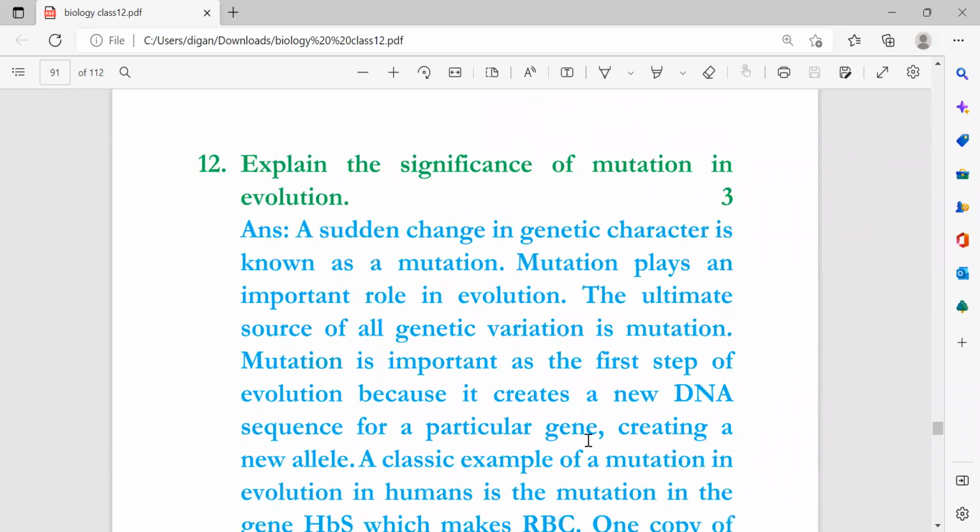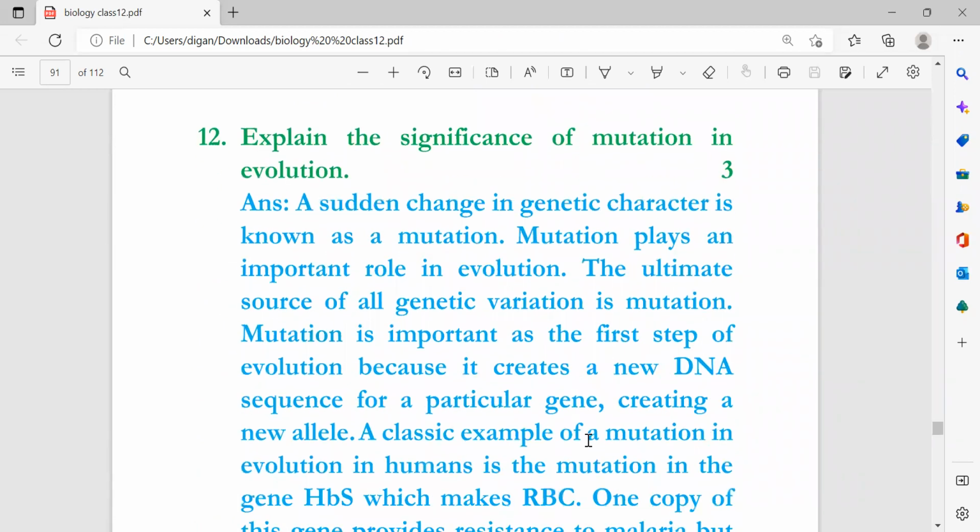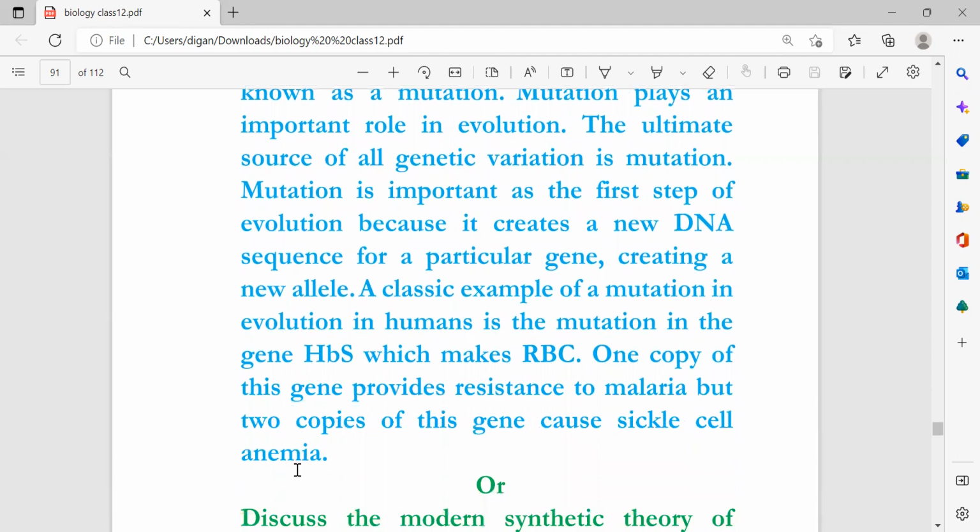Next, explain the significance of mutation in evolution. A sudden change in genetic material is known as mutation. Mutation plays an important role in evolution. The ultimate source of all genetic variation is mutation. Mutation is important as the first step of evolution because it creates a new DNA sequence for the particular gene and creates a new allele. Since genetic change takes place, that's why a new allele or new offspring will be formed.